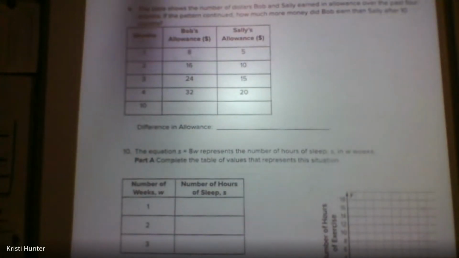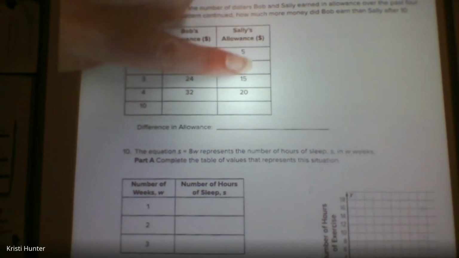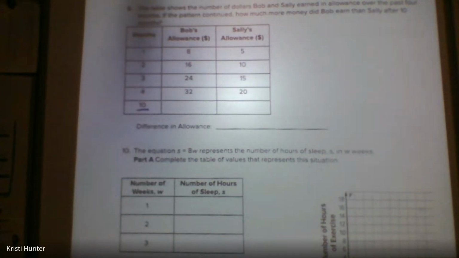All right, number 9. The table shows the number of dollars Bob and Sally earn in allowance over the past 4 months. If the pattern continues, how much more money will Bob earn than Sally after 10 months? So here's what we know. Bob and Sally are earning the allowance. Here's Bob, here's Sally. I need to know what's going to happen when they get to month 10.